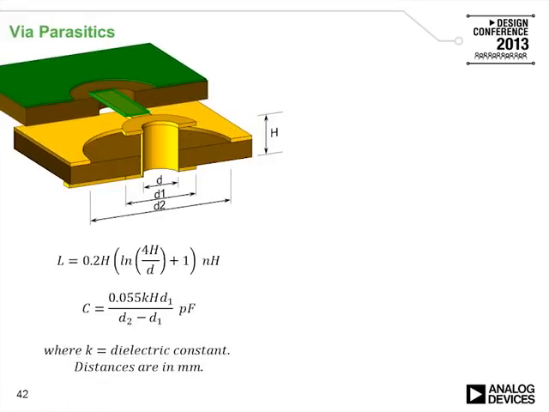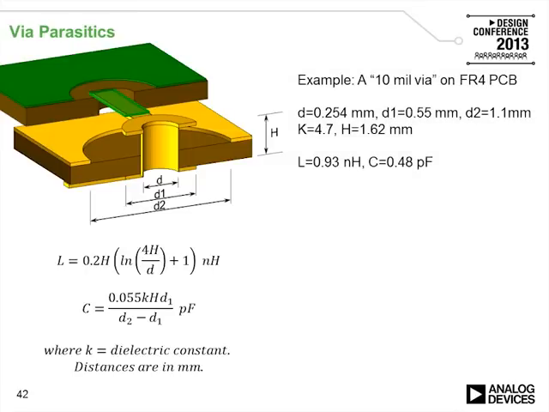If I just pull back the insulating layer so you can see, note that the via has an inductance and it has a capacitance, and the equations on how to calculate them are shown there. Here's an example of a 10 mil via on an FR4 PCB. Note that for this particular via, the inductance is almost 1 nanohenry and the capacitance is almost half a picofarad.